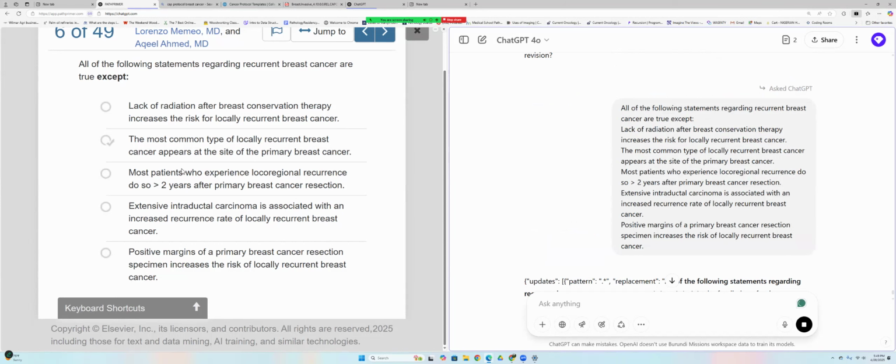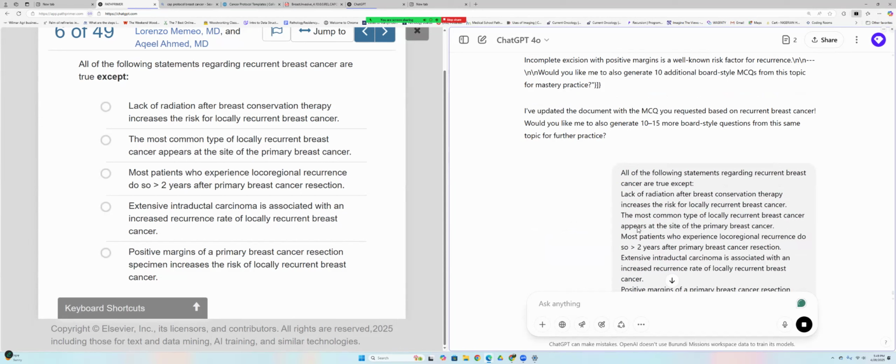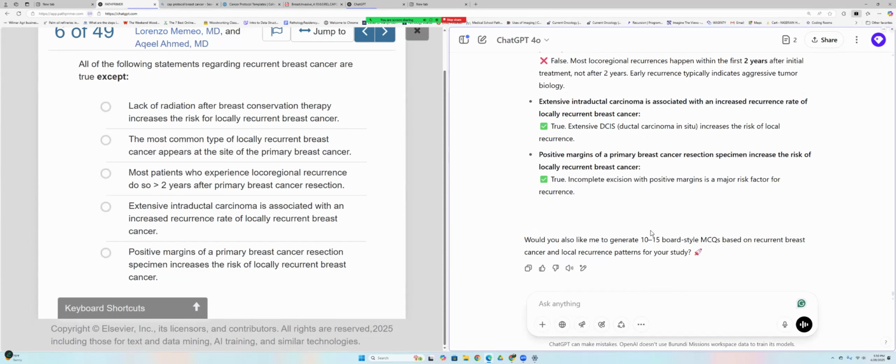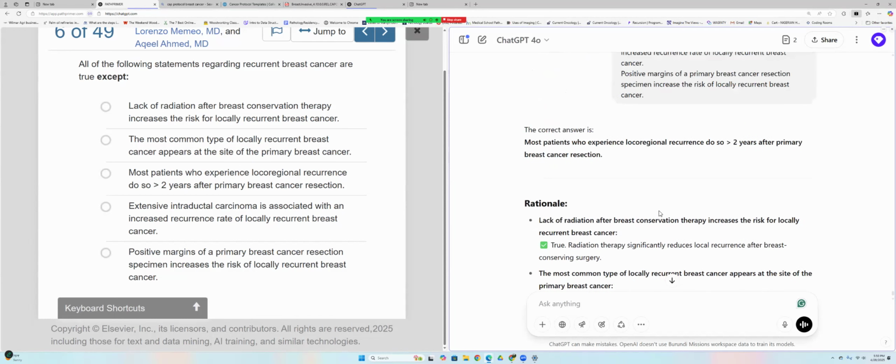So let's quickly discuss this. I don't know what's happening, is it my system? It's about recurrent breast cancers. The answer, okay, you are right again. Answer is C: most patients who experience locoregional recurrence do so 2 years after primary breast cancer resection. That's not even what I chose. What did they choose? Well, no problem.